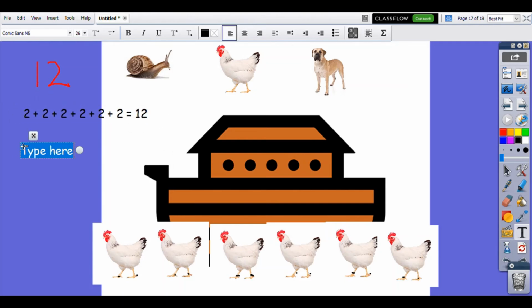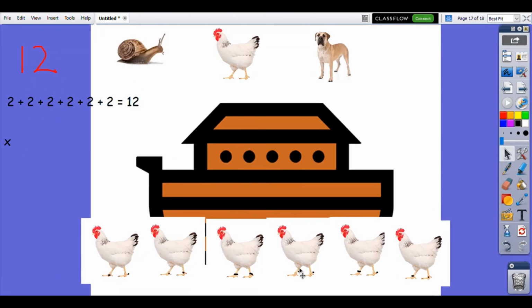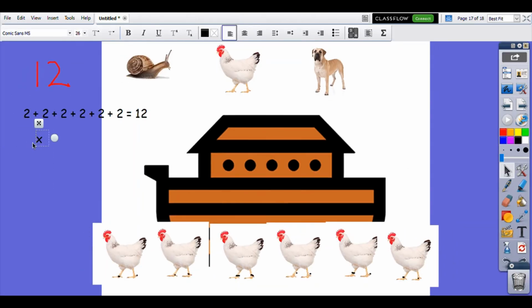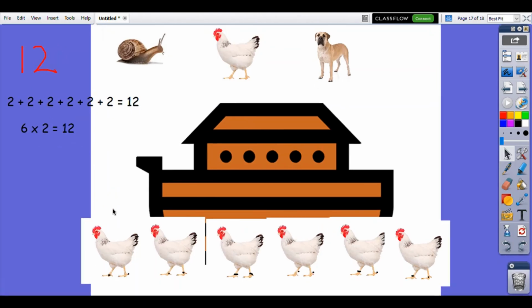Year 1s, how would we write that as a multiply sentence, a groups of sentence? How many groups of 2 legs do we have? 1, 2, 3, 4, 5, 6 groups of 2 legs. So we would write that as 6 groups of 2. And what's that going to equal? Of course, it's going to equal 12. It's the same way of working it out. It's just a different way of writing it down.